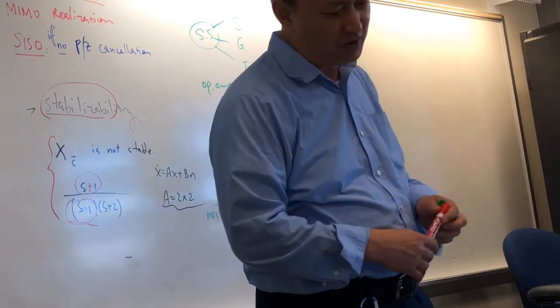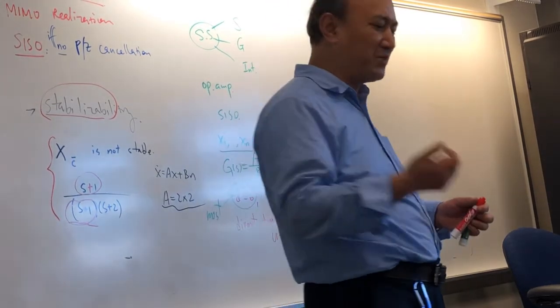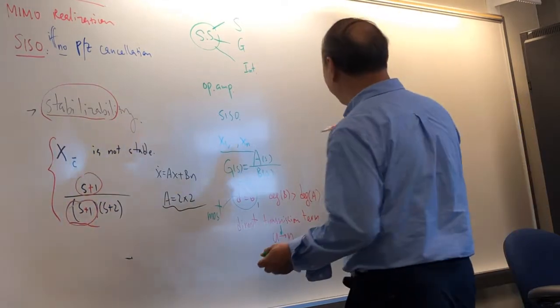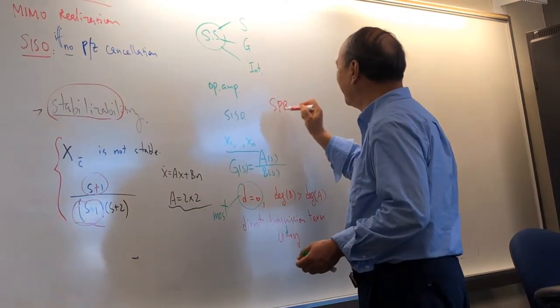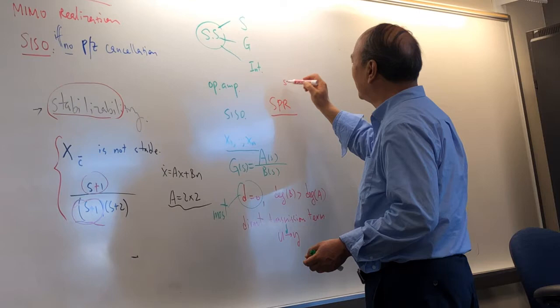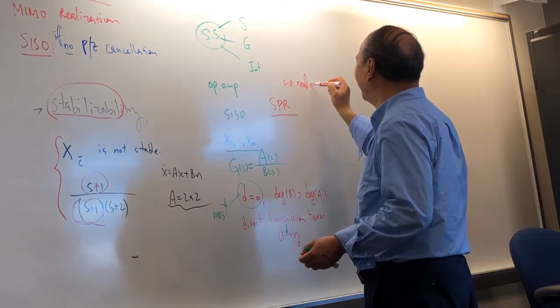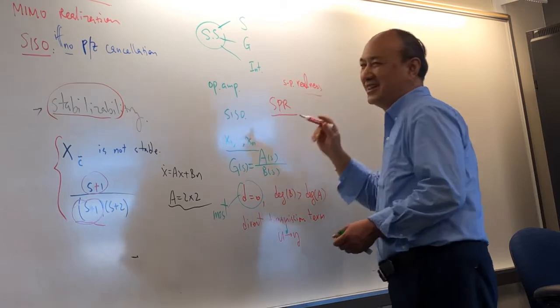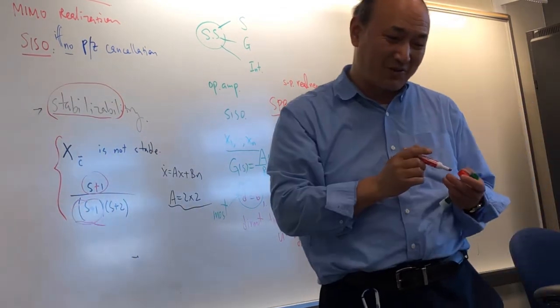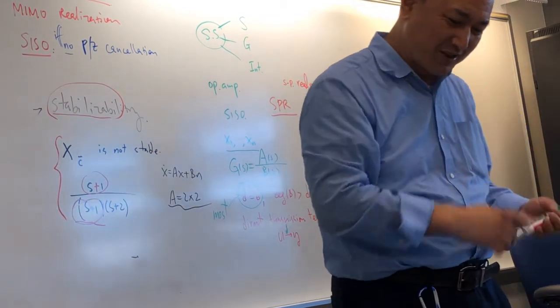There is another word. It's called strictly positive real. It's called SPR. So it's called strictly positive realness. I like it. Realness. That's in robotics control. There are a lot of such kinds of concepts.